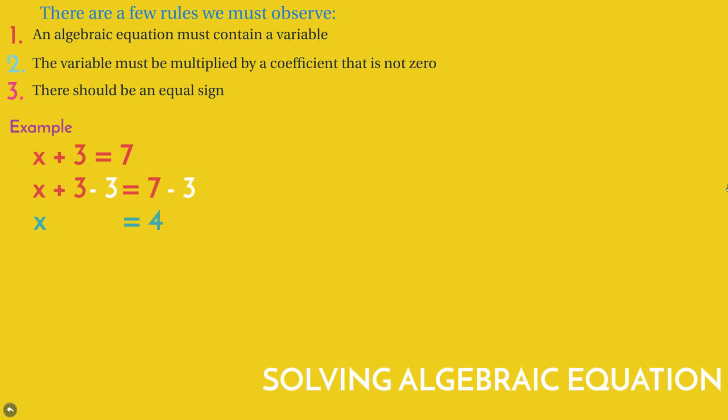Since 3 minus 3 equals 0, we don't need to write 0 in this expression. Meanwhile, on the right side of the equation, 7 minus 3 equals 4. And so, because the variable now is alone by itself on one side, and we have also simplified the expression on the other side, then we're done. So the solution for this equation is x equals 4.